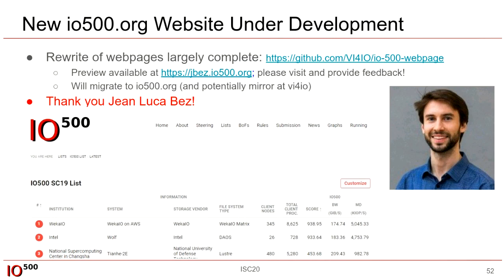So we'd appreciate it if people can go there. I don't think it has the latest list on it. It only has the SC19 list right now. But you can go there. There's lots of interactive features in terms of plotting results, being able to compute new derived scores if you want, bandwidth per client node or whatever. And if you have issues, please file tickets at GitHub. So a big thank you to Gianluca for his work here.